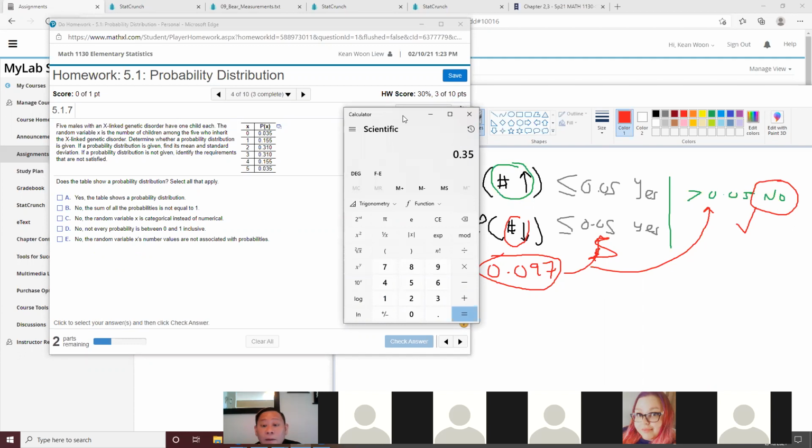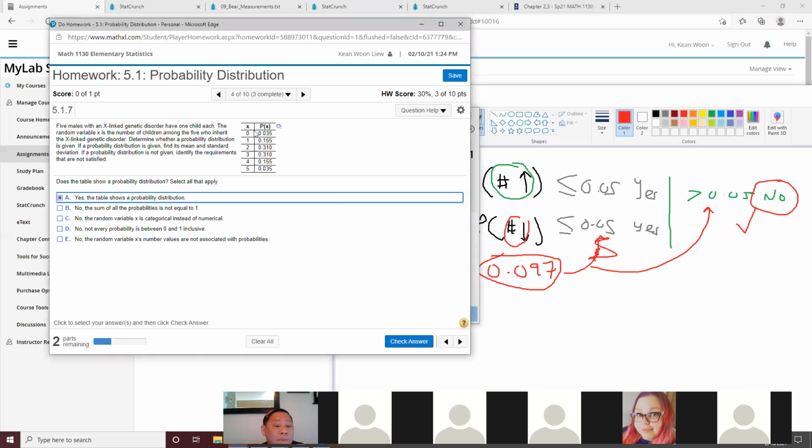You guys know how to add, right? And make sure you add correctly. What do you get when you add this probability up? Oh, sorry, that's 1, right? So my question to you is, is this a probability distribution? Yes or no? Yes. As long as you add this up to become 1 and all of these are between 0 and 1, your answer is yes in this case.